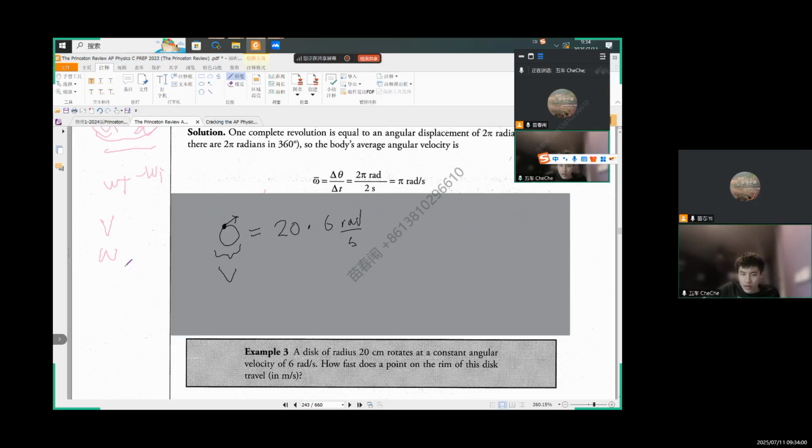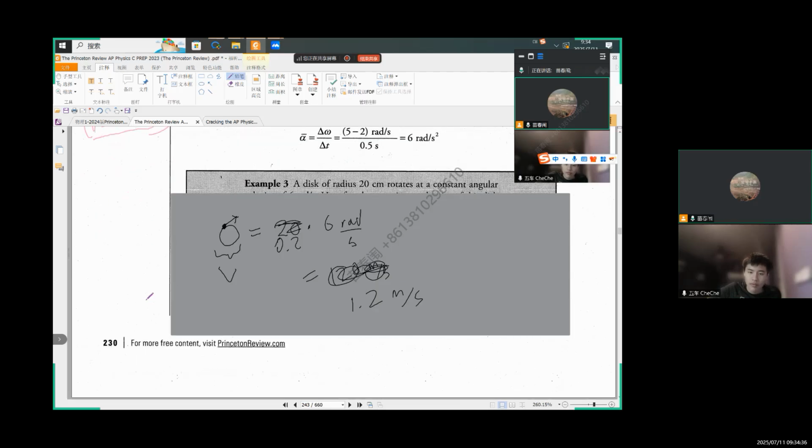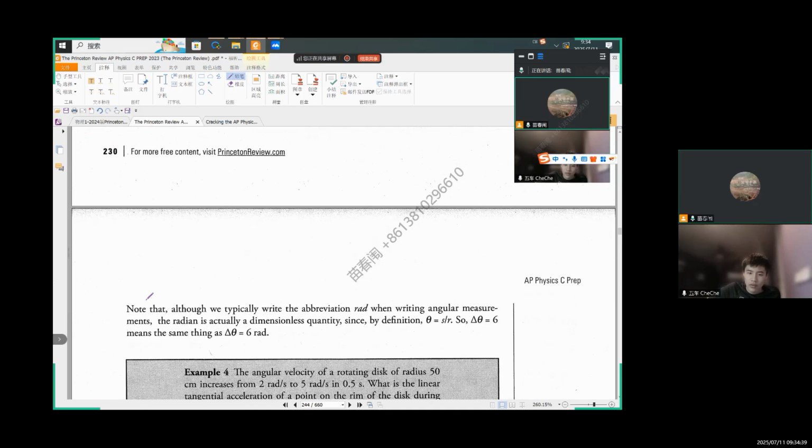So isn't that just 120? Let me think. It's 20 centimeter, which means we probably use meters, right? 0.2. Oh, you're using v equals r omega. Oh yeah, sure. So just 1.2 meters per second. Yeah. Well, finally we're using this one. Good. I like that one. A little more complicated. We're using something from before.